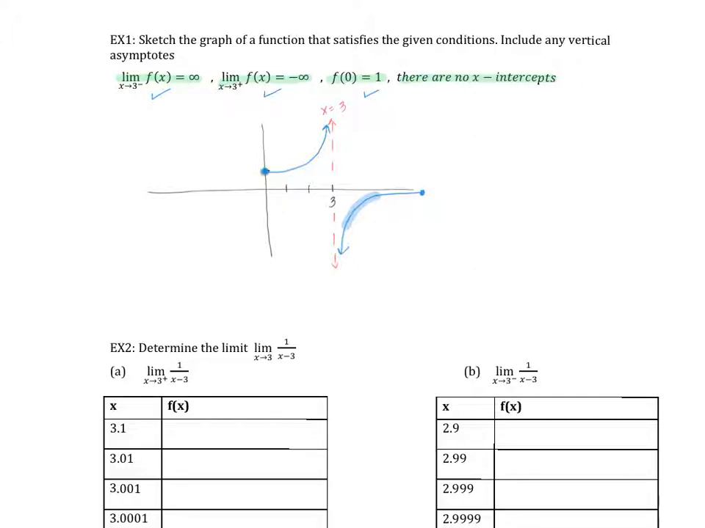So I met all the conditions. As I come in from the left, it's going to positive infinity. From the right, we're going to negative infinity. It passes through the point 0, 1, and there are no x-intercepts. So remember, this is not unique. Whenever you're sketching a graph that meets conditions, there could be infinitely many graphs that meet those conditions.